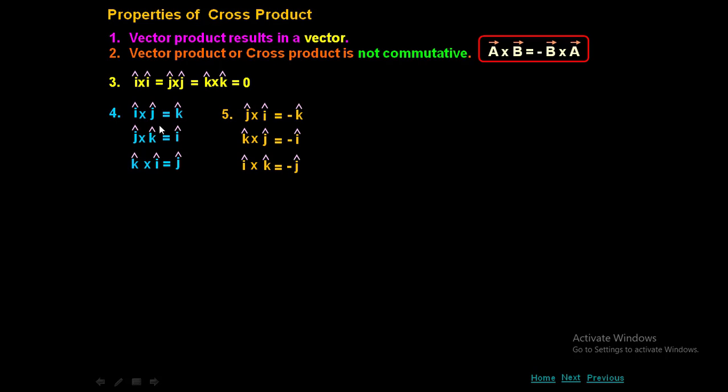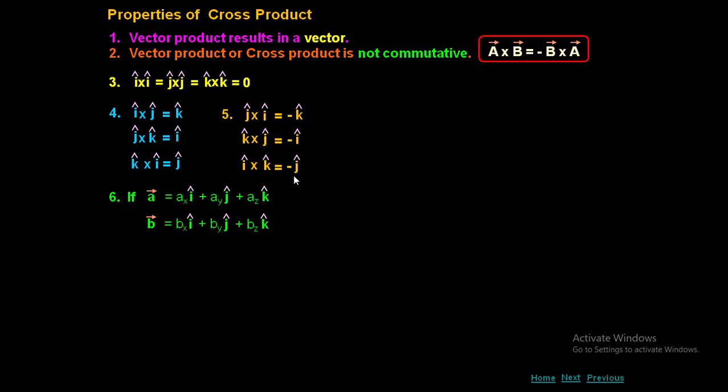Now if you take the reverse of them, j cap cross i cap is nothing but minus k cap, because it is opposite in direction. The magnitude remains the same, but the direction is opposite. In the same way, j cap cross k cap is nothing but i cap, but k cap cross j cap is nothing but minus i cap. Similarly, i cap cross k cap is equal to minus j cap.